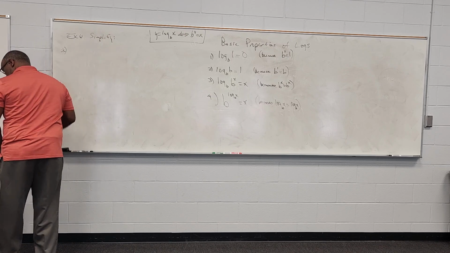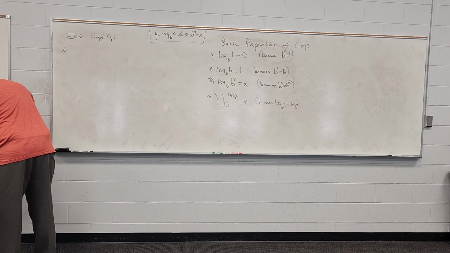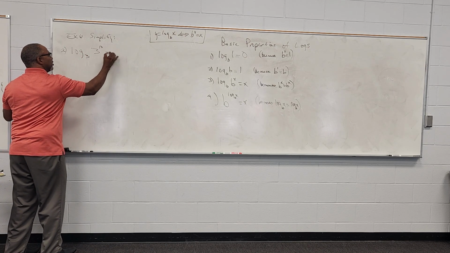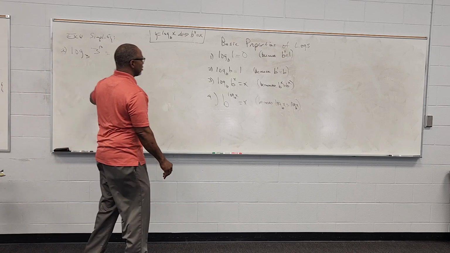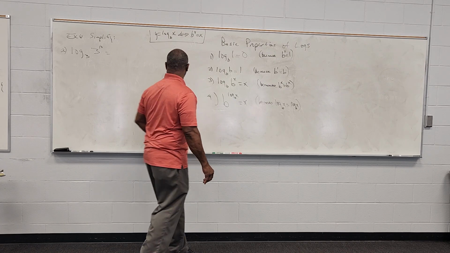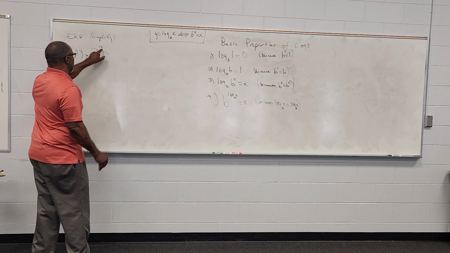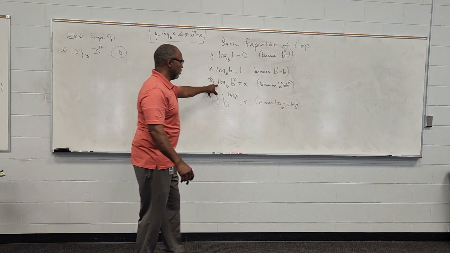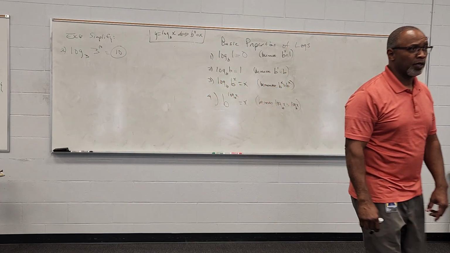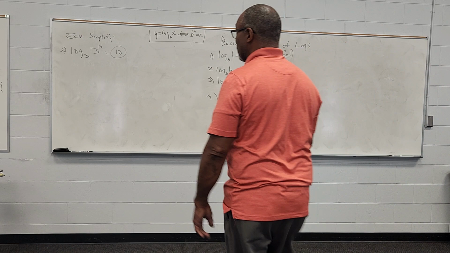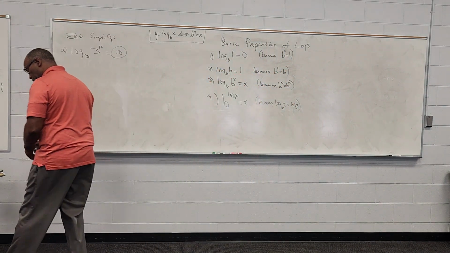Log to the base 3 of 3 to the 10. Log to the base b of b to the x is equal to x. So I'm exploiting property number 3. Okay? And that's all you're doing. You're just trying to figure out what form it fits in terms of which property you use.